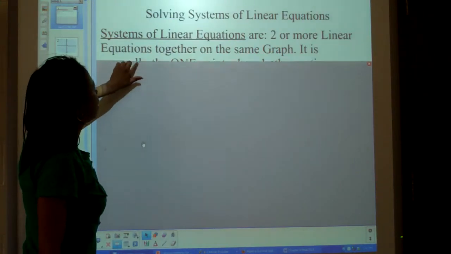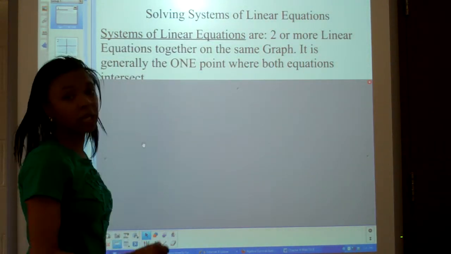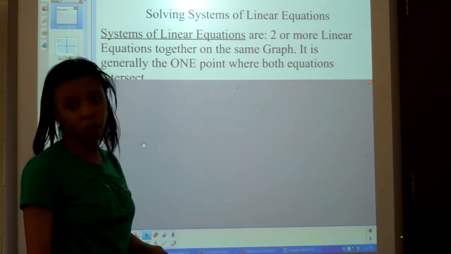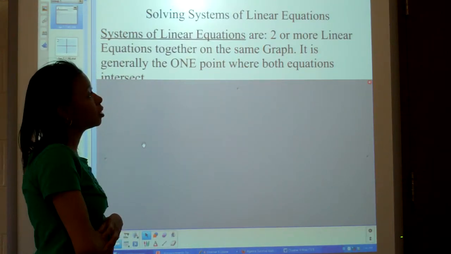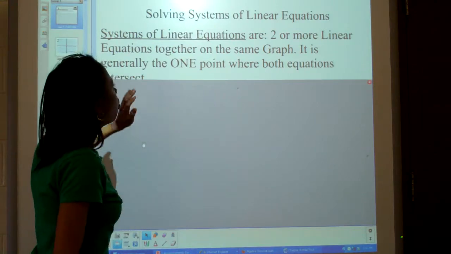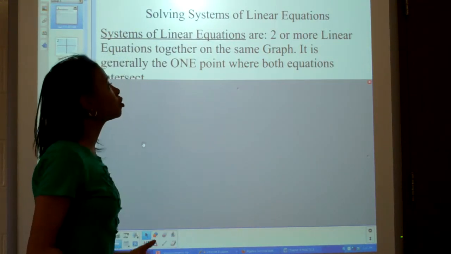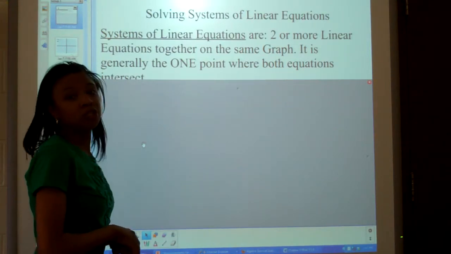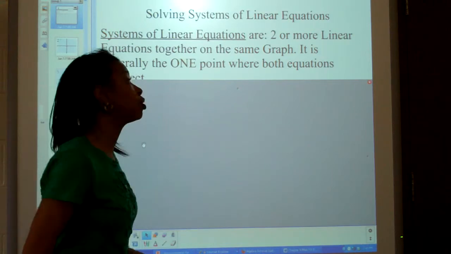A system of linear equations is when you have two or more linear equations on one graph. There are multiple ways that you can solve a system of linear equations. You can solve by graphing, substitution, or elimination. We're going to solve first by graphing. This is why I expect you all to know how to graph already. So I'm going to move a little fast through graphing the points because I'm expecting you to know that.